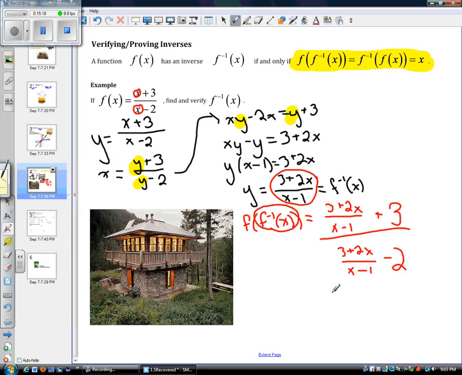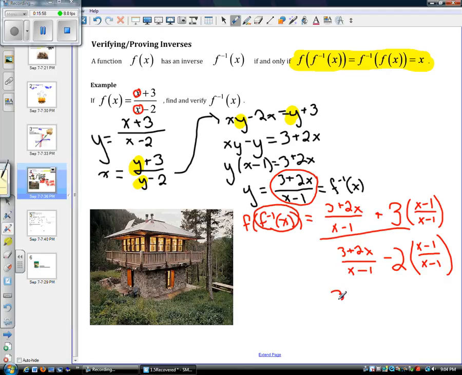Okay, in order to simplify this, I need to get a common denominator. So looking at the numerator of this whole thing, the denominator up here is x minus 1. So I want to get this one with the same denominator. So I'm going to multiply my 3 by x minus 1 over x minus 1. Same thing in the denominator, right? Still my common denominator in the denominator is x minus 1. So I multiply the negative 2 by x minus 1 over x minus 1. Okay, then I can distribute my 3. I get 3x minus 3, still over x minus 1. And since they have a common denominator, I can add them together.